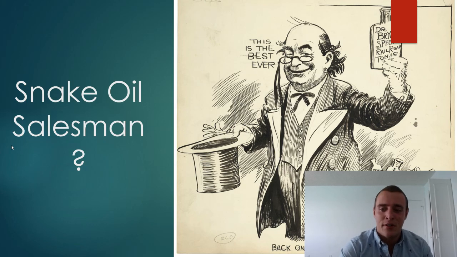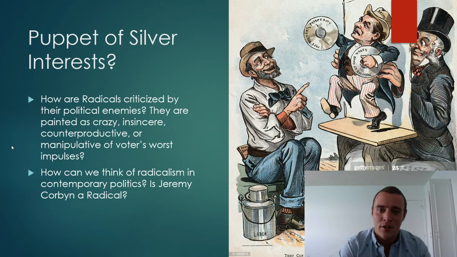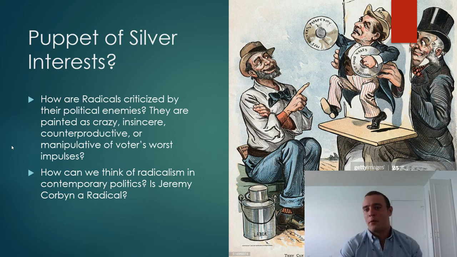This is the best ever. You can see these tonic bottles, Dr. Bryan's special railroad tonic. You can see the other one, anti-militarism antidote. It kind of goes on. And then another one showing that he's a puppet of silver interests. Him being literally a puppet for the stereotype of the wealthy guy, and then fooling the populist supporter, on the left, seen as maybe a naive rural farmer. But these different cartoons show the different ways.